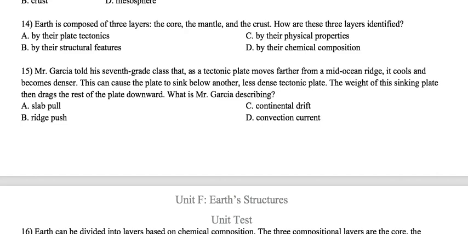Question 15. Mr. Garcia told his 7th grade class that as a tectonic plate moves farther from a mid-ocean ridge, it cools and becomes denser. This can cause the plate to sink below another less dense plate. The weight of the sinking plate then drags the rest of the plate downward. What is Mr. Garcia describing? A, slab pull. B, ridge push. C, continental drift. D, convection current.